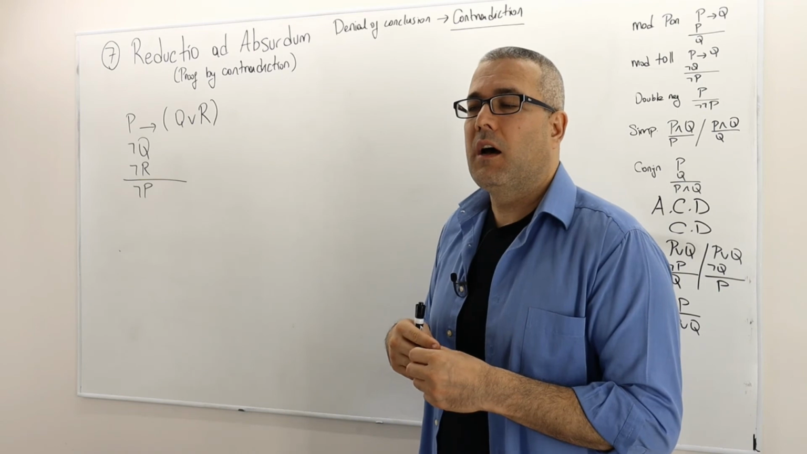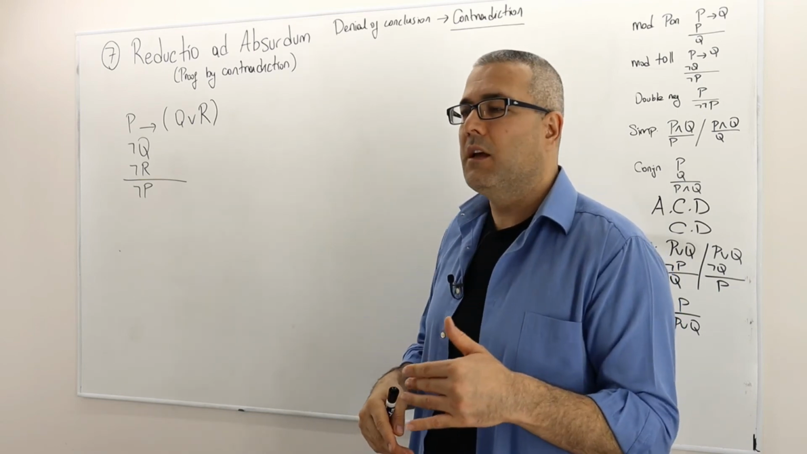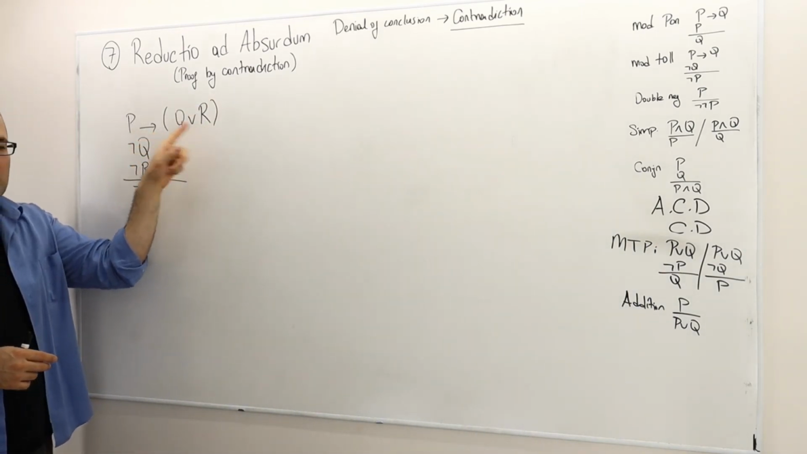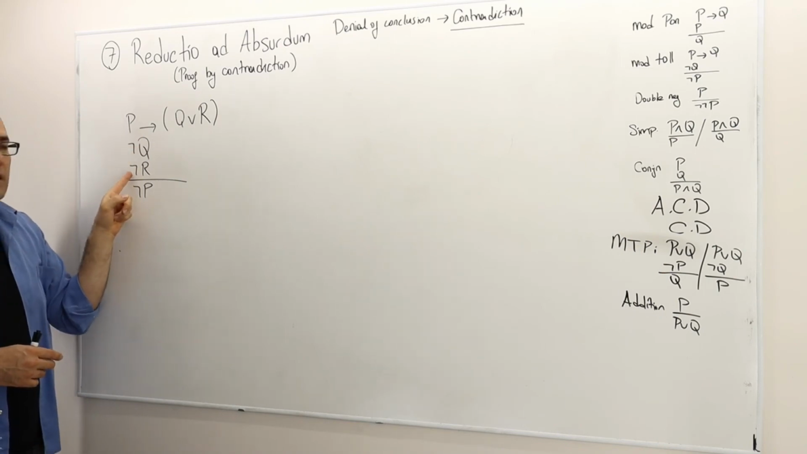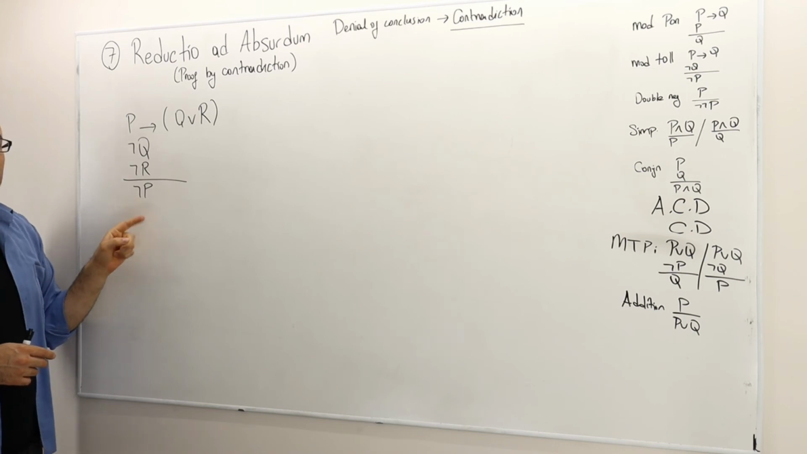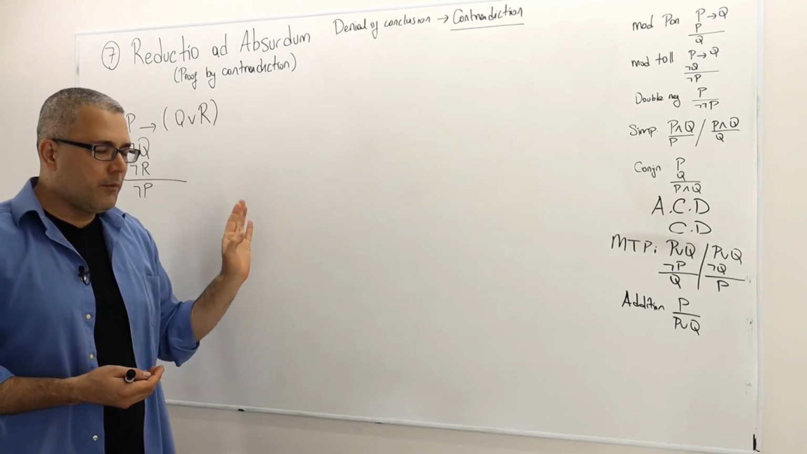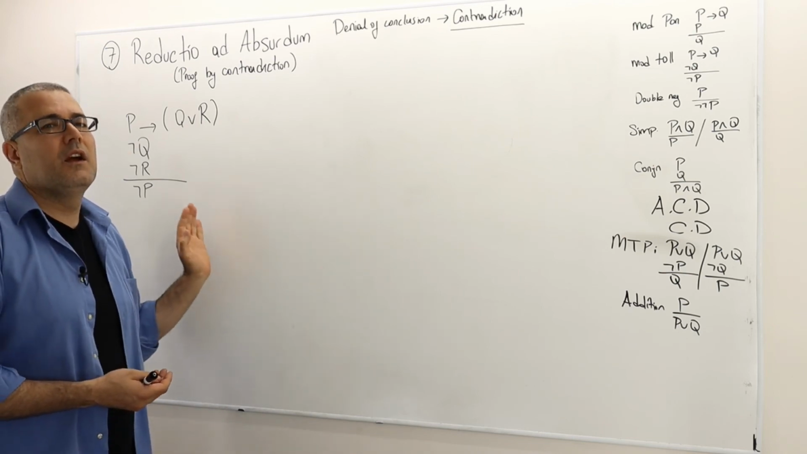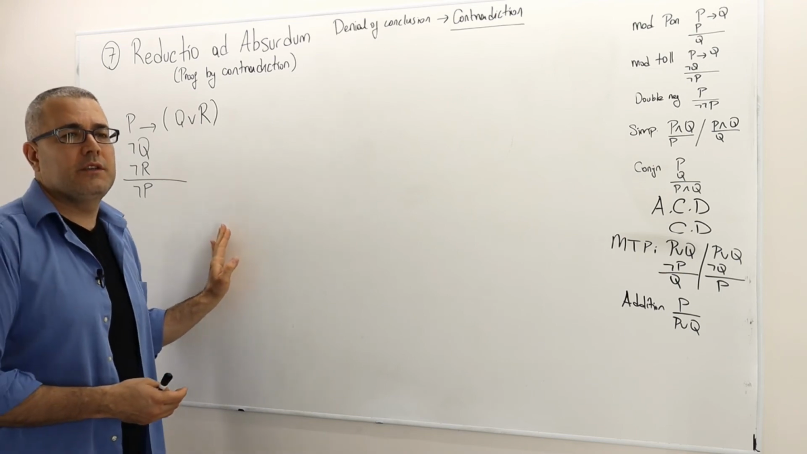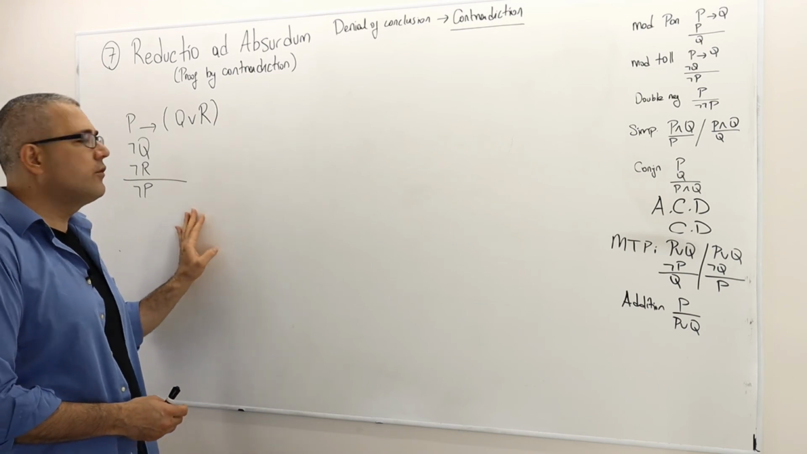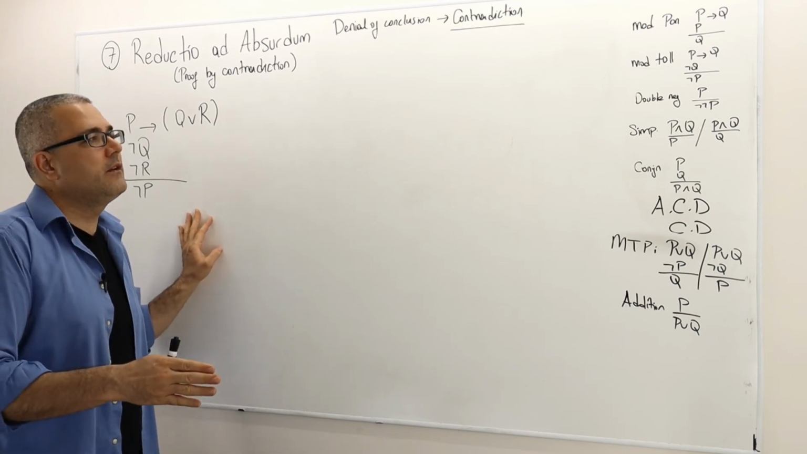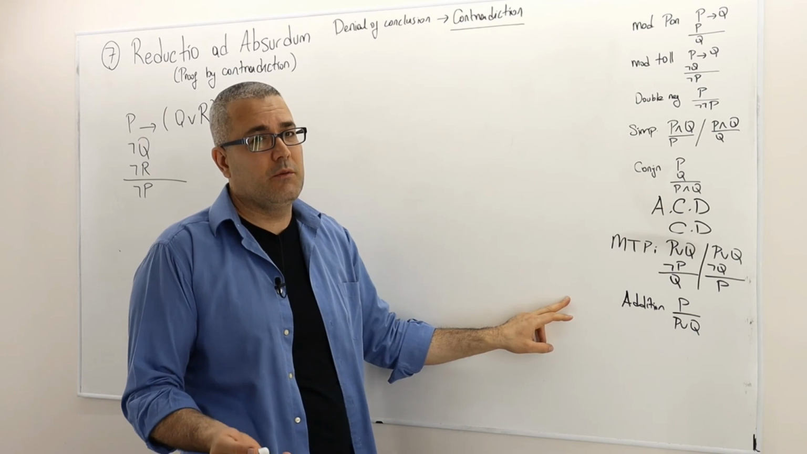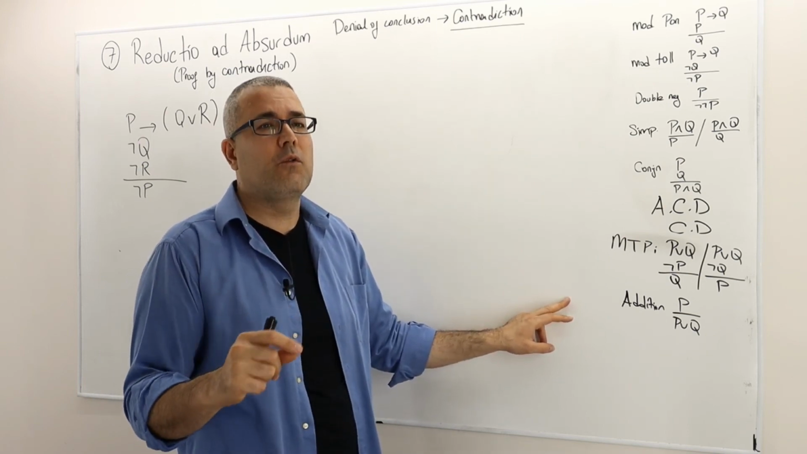Let's talk about this example, and hopefully it's going to be clearer. So consider this argument. P implies Q or R, not Q, and then not R, and therefore not P. So this is a valid argument. If you draw the truth table of this argument, you're going to see that it is a valid argument. However, let's not do it, and let's try to prove it. If you try to prove this with a direct proof method and using all the inference rules that we already learned, you'll see that you're not going to be able to do it. All right, so the trick that we have is therefore proof by contradiction.